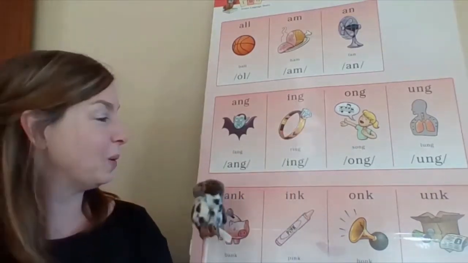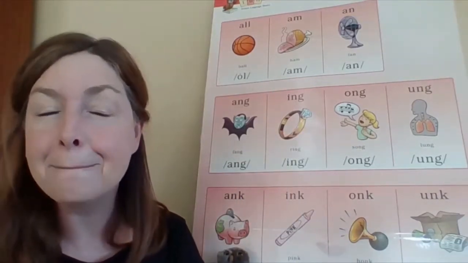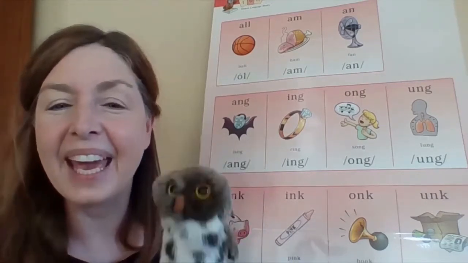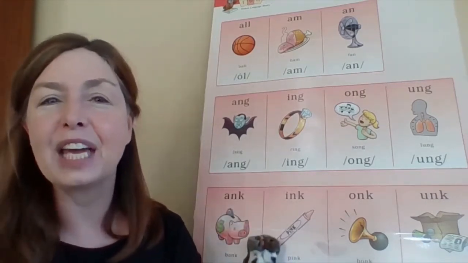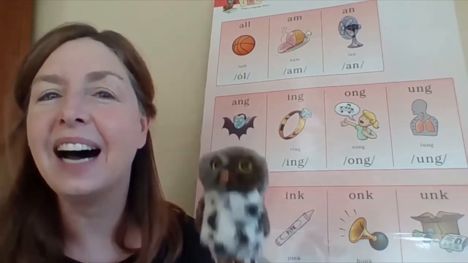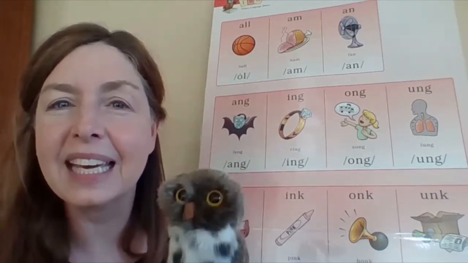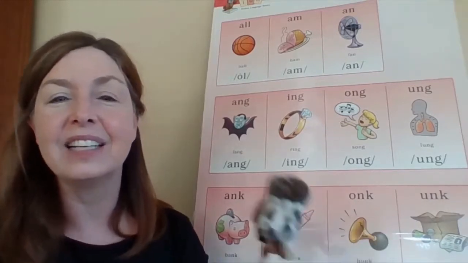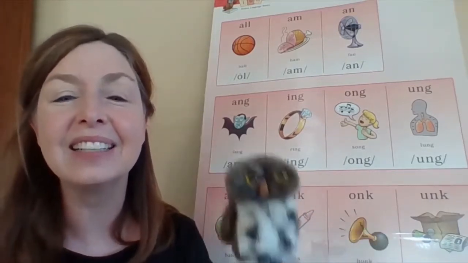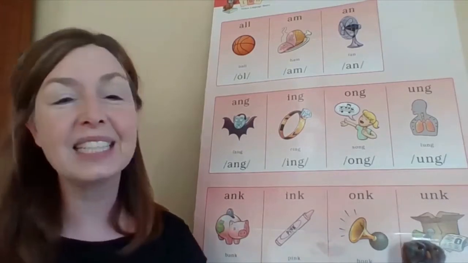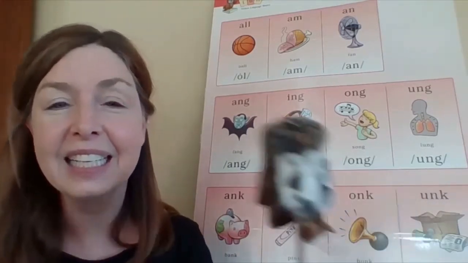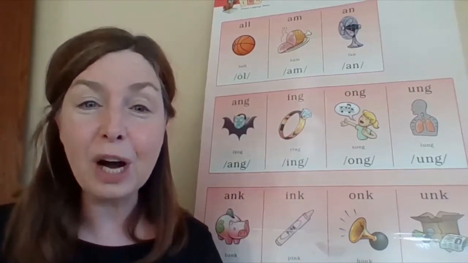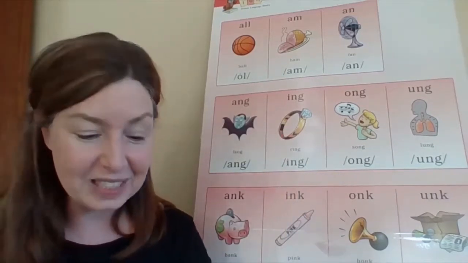And the bottom row. A-N-K, bank, ank. I-N-K, pink, ink. O-N-K, honk, onk. U-N-K, junk, unk. Good job reviewing those glued sounds.